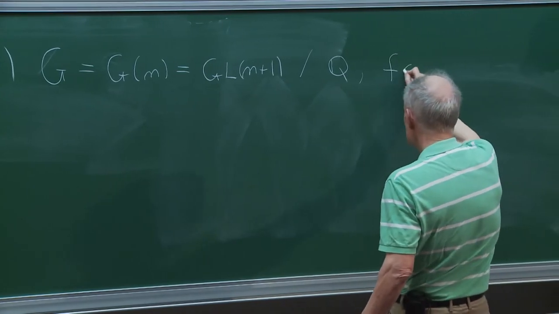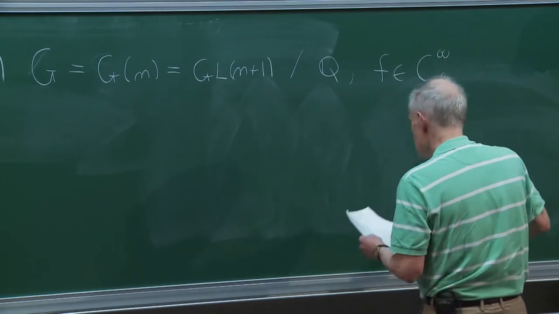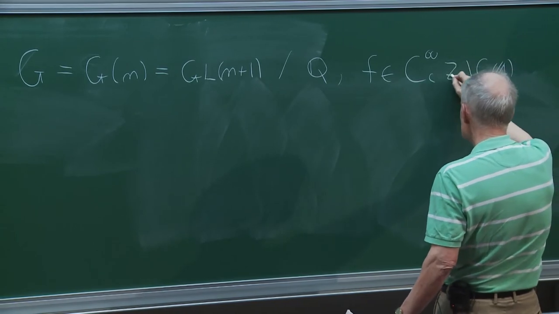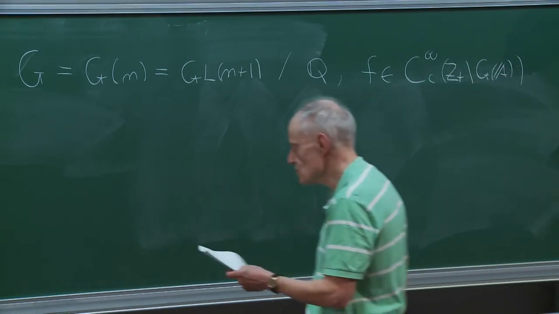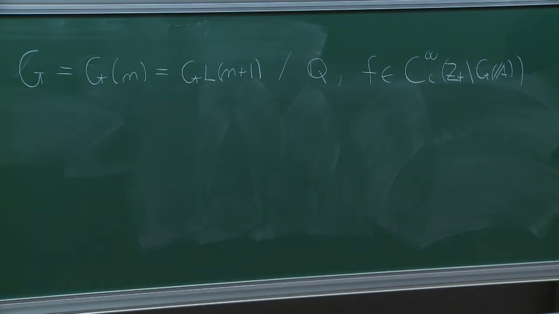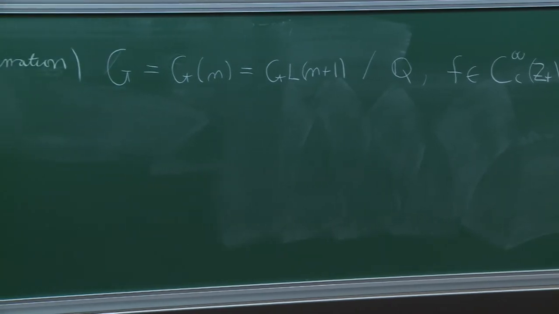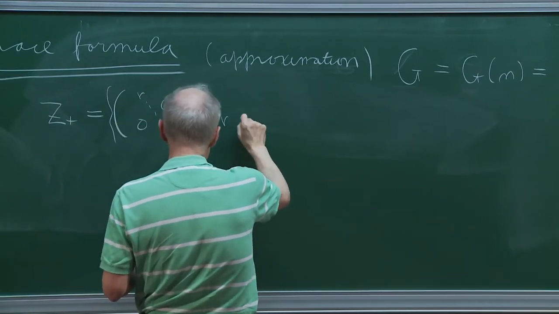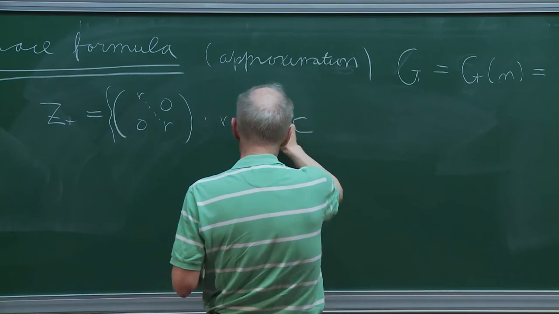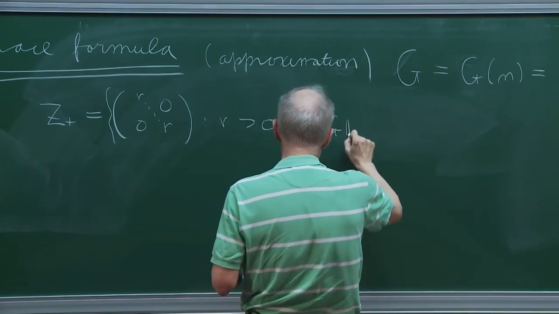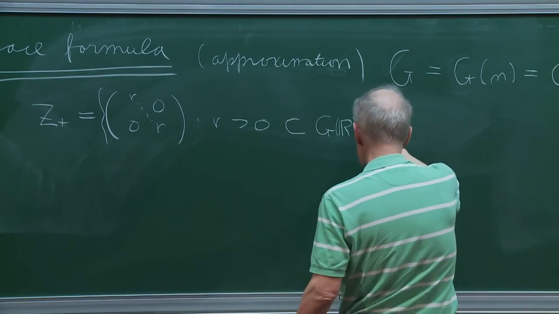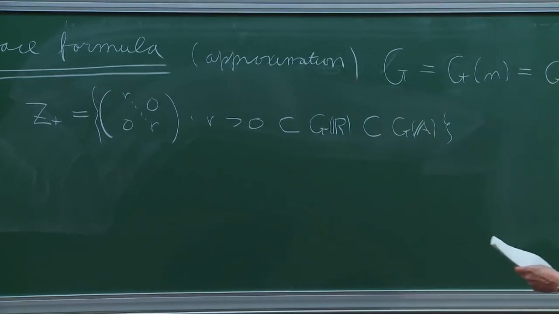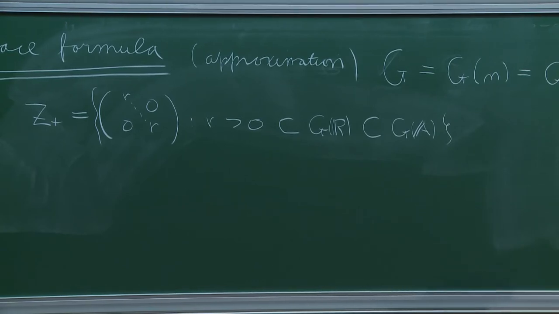I would take a test function f. The trace formula, of course, depends on a function. So a test function f on G(A). Let's divide out by a central subgroup to make it have an actual discrete spectrum. Z_+ would be the real scalar matrices, in which r is a positive real number. This is a subgroup of G(R), the real points of the group, which is a subgroup of the adelic points. So it's a central subgroup of G(A), and we'd be interested in functions that are Z_+ invariant.